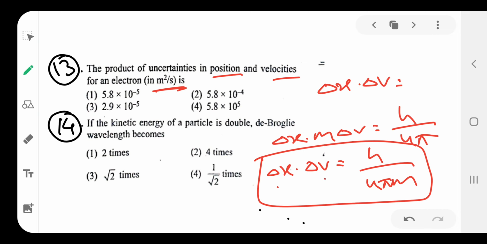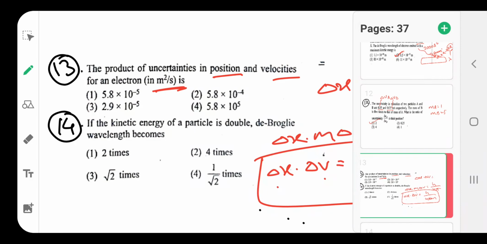Then substitute the values: h is Planck's constant, and the value of pi we know. m means the mass of the electron, which I already told you is 9.1 into 10 power minus 31 kilogram. Then substitute those values and you will get a very easy answer.